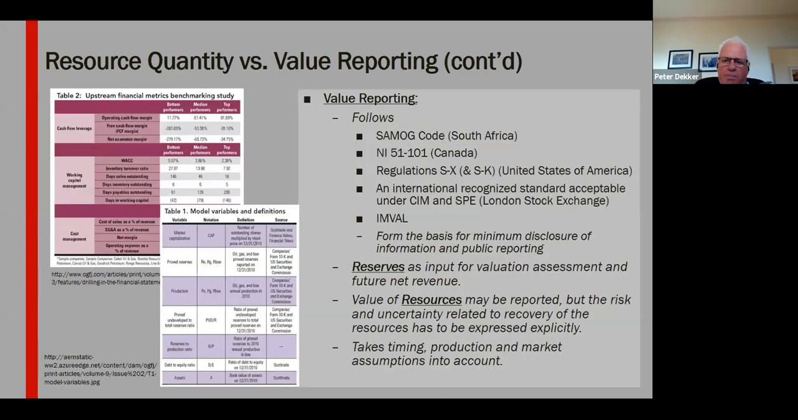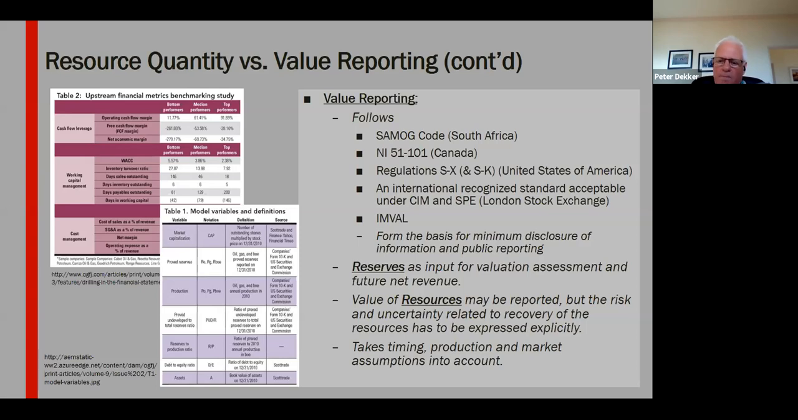Then we come to value reporting. Value reporting is either done via the SAMOG code, that's mainly in South Africa, or the National Instrument 51-101, that's mainly in Canada, or Regulations S-X and S-K, like in the United States, or any internationally recognized standard acceptable under the CIM or SPE, that's the London Stock Exchange. Now the SPE is mainly under PRMS, and then there's another value reporting system called IMVAL. I know that minerals can also be reported under IMVAL, but IMVAL also covers oil and gas reporting.